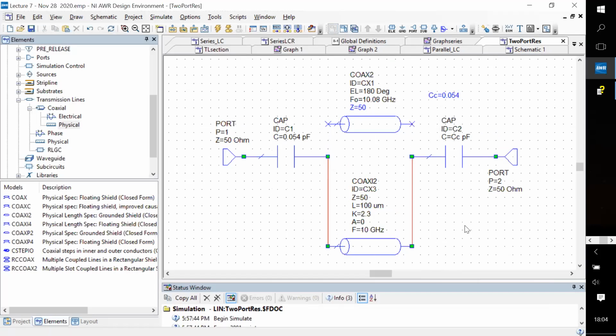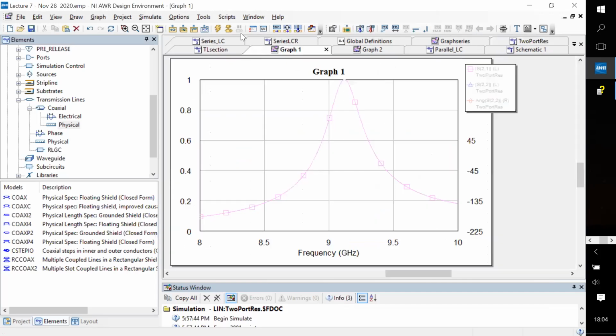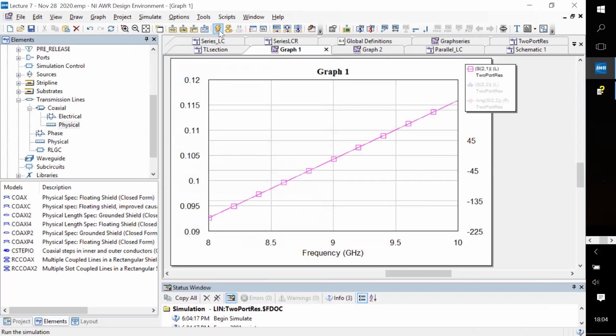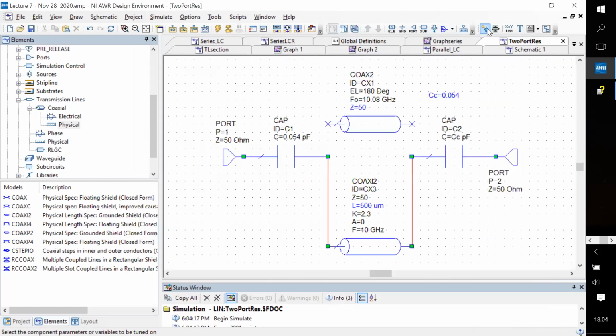Put this in. Let me see if I can guess this. Only 500 micron might be a good number. So go to graph 1. It looks like it's going up this way. So that means the resonance is on to the right, which means I need to lower the resonator frequency, which means I need to increase the length.